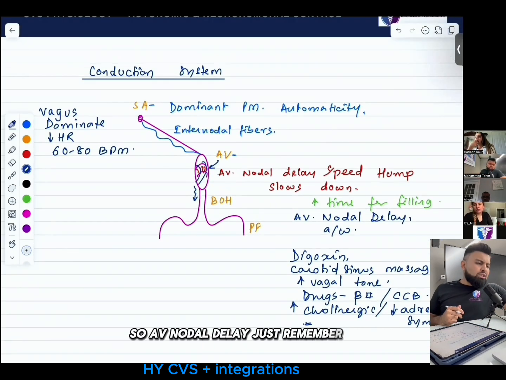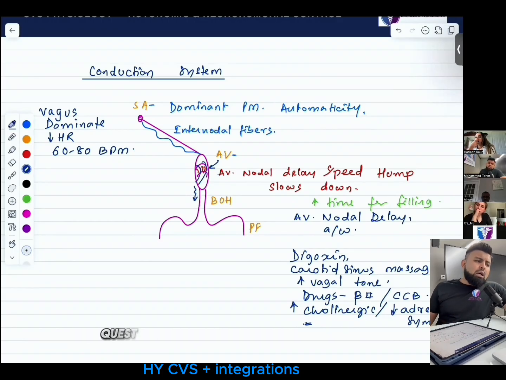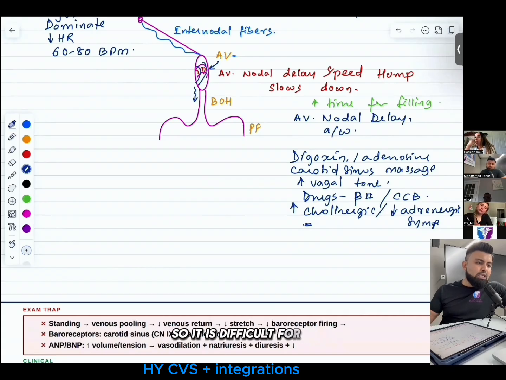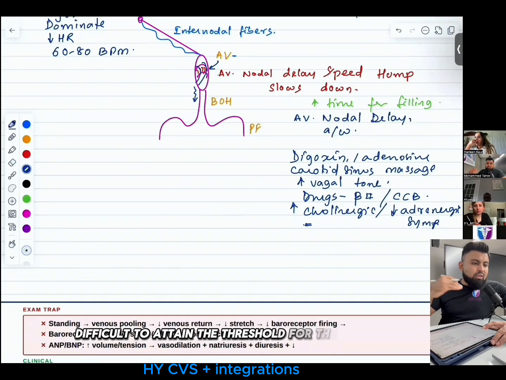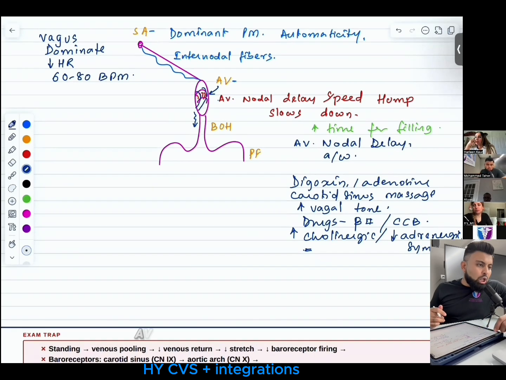So AV nodal delay, just remember, this is a very common thing that is tested. Questions may talk about medications such as digoxin, or for example, adenosine is one of those medications as well. The question talks about somebody who is taking adenosine, right? It is the drug which can cause hyperpolarization of the nodal cells. So in the nodal action potential, there's going to be hyperpolarization. So it is difficult to attain the threshold for the rapid upstroke in the action potentials, right? Now, these are all the causes that can cause AV nodal delay.